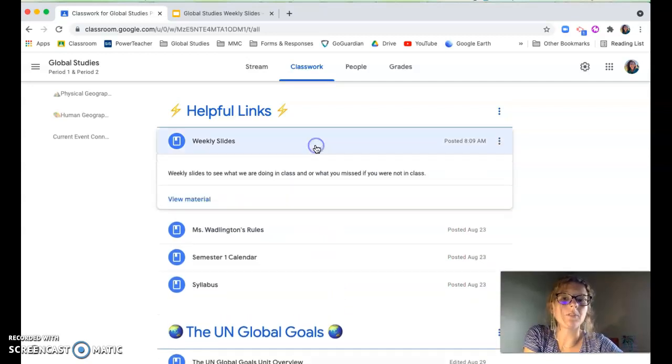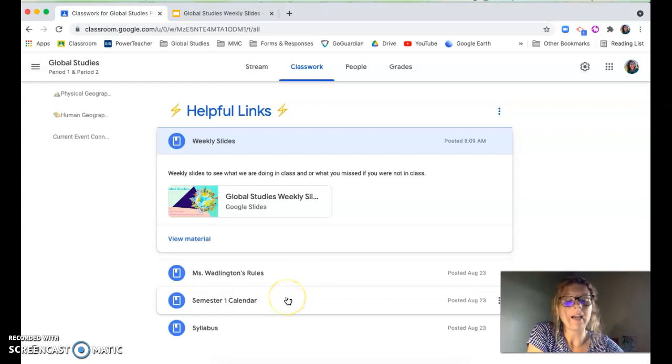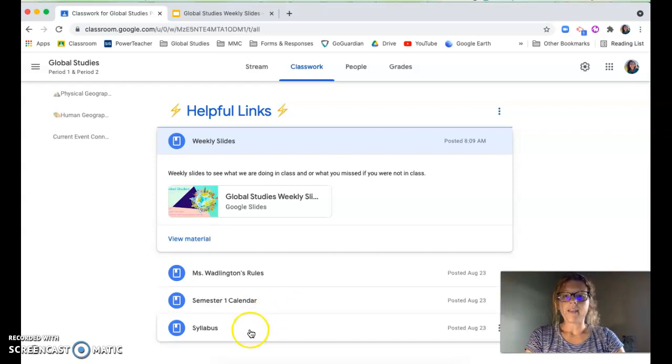The most important would be the weekly slides right here, and then just some of my rules, and I will add the class expectations that we have brainstormed to this as well. A semester 1 calendar with general dates of days when there is no school, when there's teacher in-service, when there's vacation, when the semester ends, when the quarter ends, and then a syllabus down here.